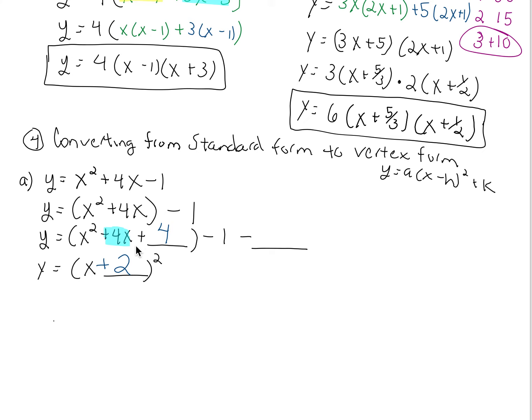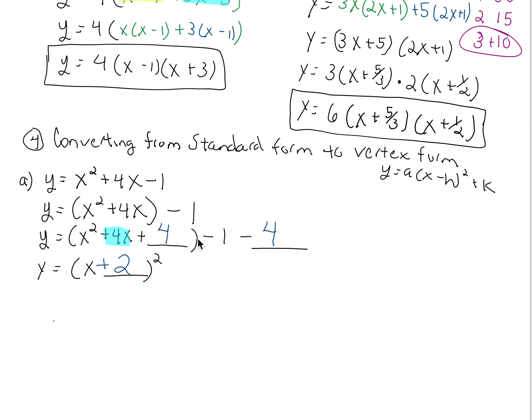That's the reason why this is always positive, because even if this is negative 2, negative 2 times negative 2 is positive, so it's always going to be a positive term here. So now I've added 4 to the inside of the parentheses. So since I've added 4 to the inside, I need to subtract 4 from the outside.